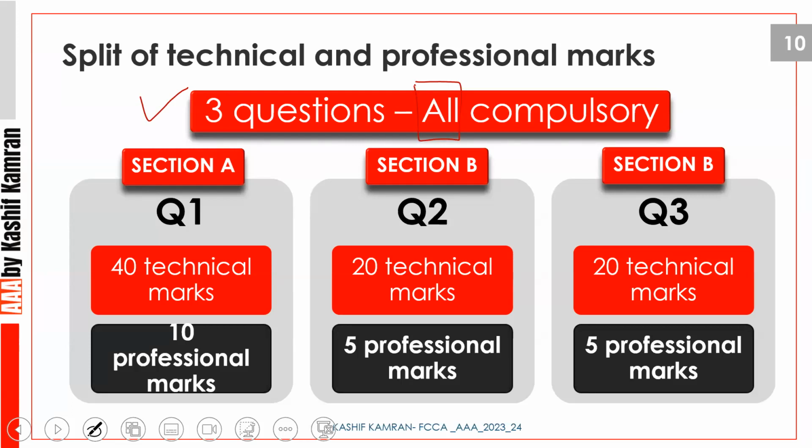There is one question in section A, and then there are two questions in section B of the paper. In section A, you have question number one, which is for 40 technical marks and 10 professional marks. And in section B, you have question two and question three with 20 technical marks each and 5 professional marks each. So in total, you have 20 professional marks and 80 technical marks in the AAA paper. It's a pretty simple looking paper format, and you have 3 hours and 15 minutes to do this paper.